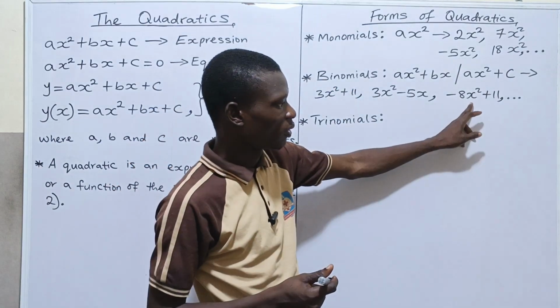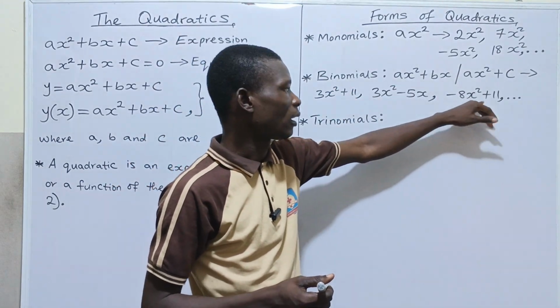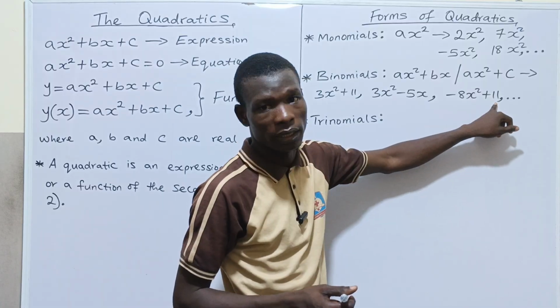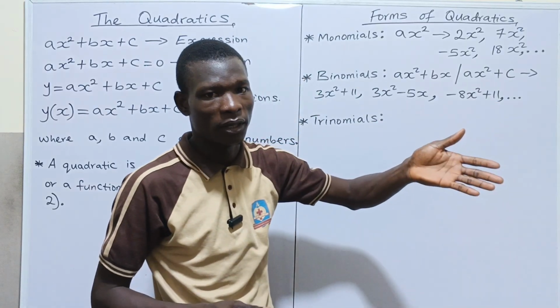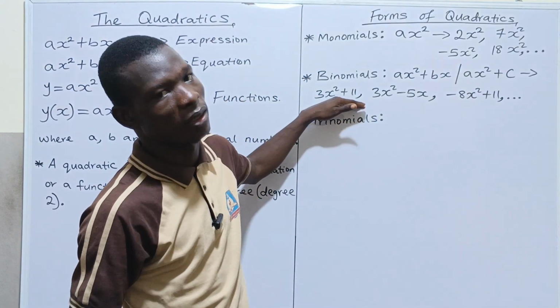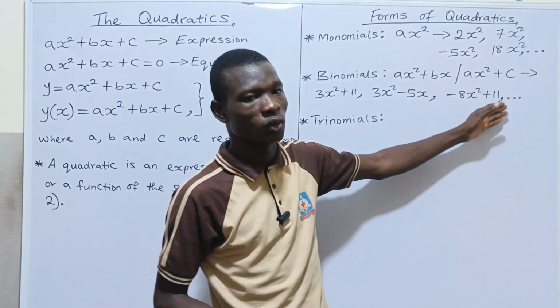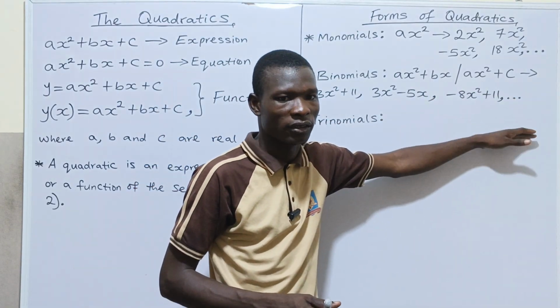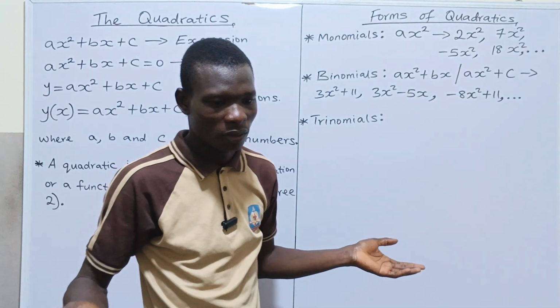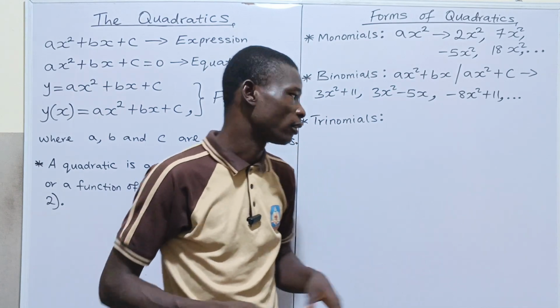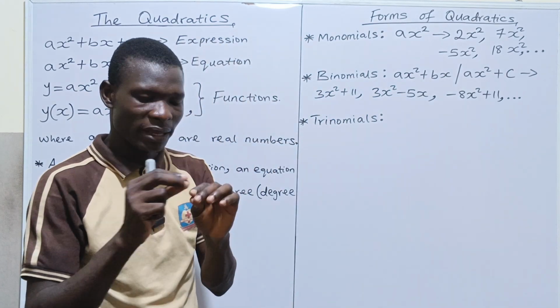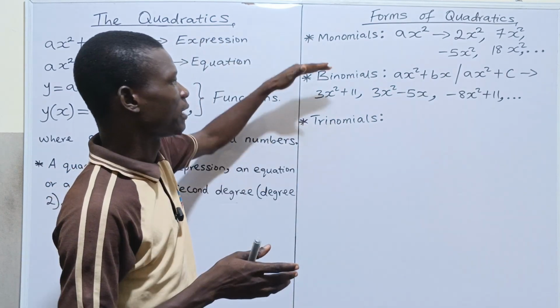So the coefficient of x squared here is negative 8, and the constant is what? 11. The constant can be any other number as it comes to my mind. That's how I'm putting them down. So this can be plus 12, can be plus 17, can be minus 13, as many as can come. But the main target we're after is that they are binomials.